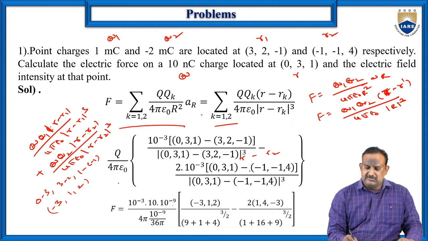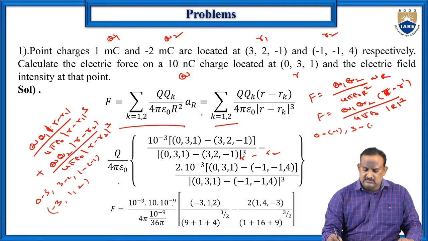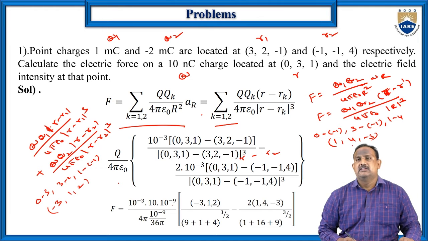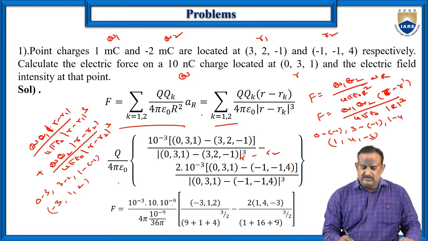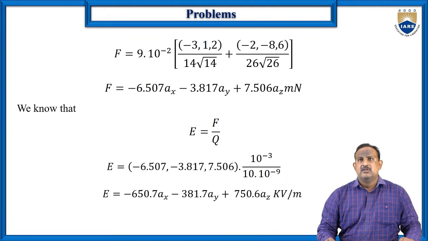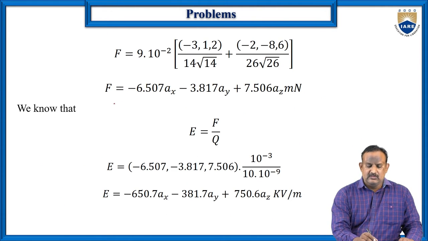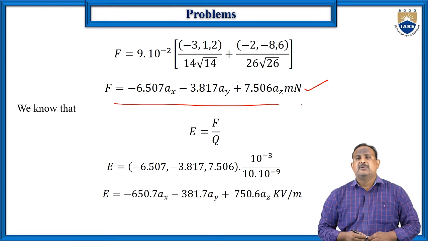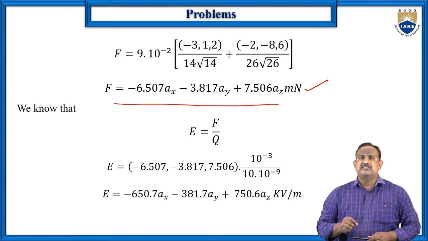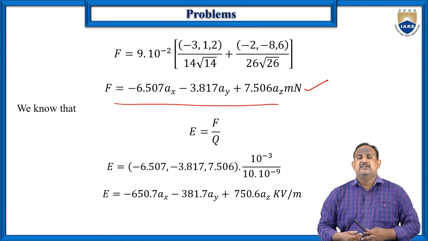Similarly, the second distance is 0 minus of minus 1, 3 minus of minus 1, 1 minus 4, so it is (1, 4, -3). Here we need to find the magnitude of these two. After simplification, we have force F equal to minus 6.507 AX minus 3.187 AY plus 7.506 AZ millinewtons. Then we need to find the electric field intensity.